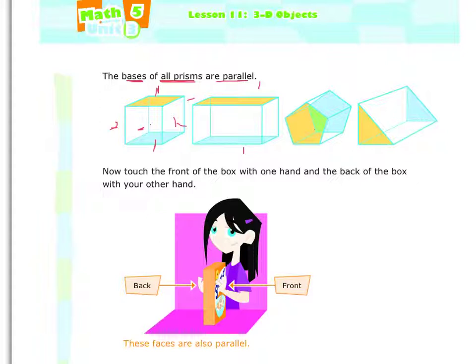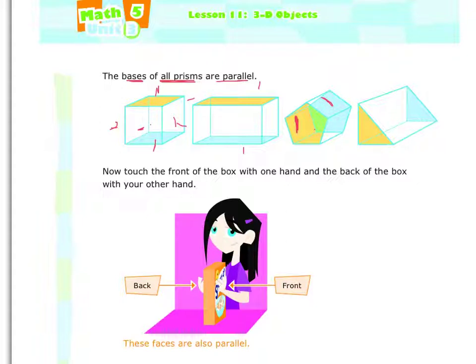This one can be a little tricky because it is a pentagonal prism, but still the front and the back are parallel. The other sides aren't necessarily. So if you look at this particular side here, this almost top one, and this one here, they are not parallel.